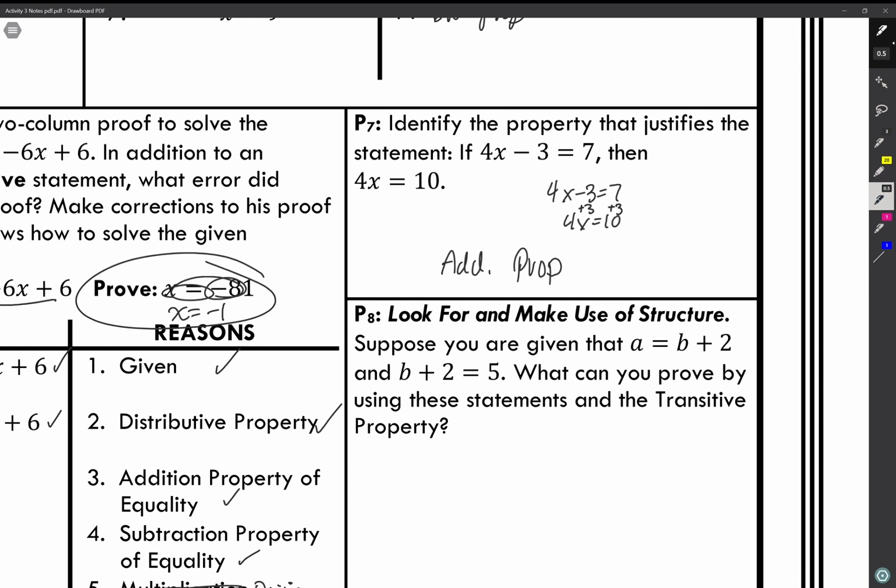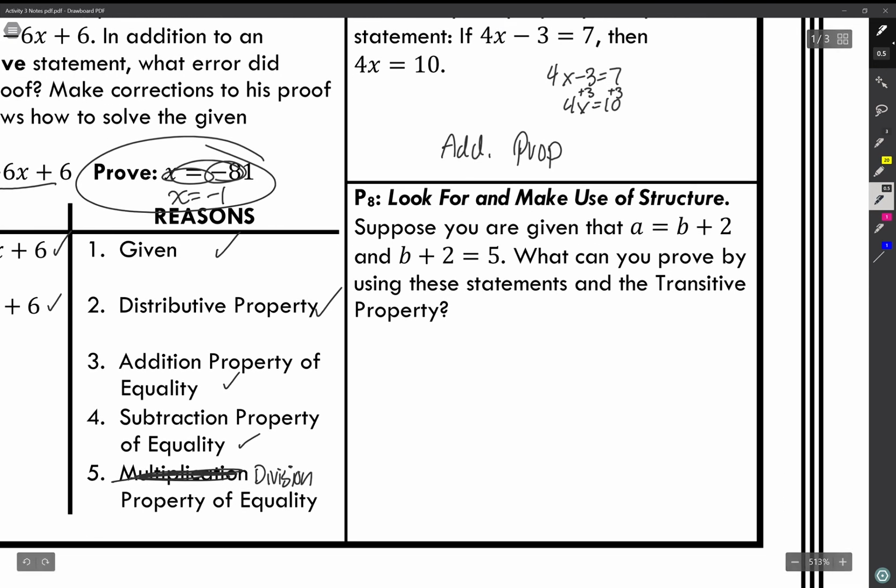Number 8, P8. We're going to be looking for and making use of structure. So suppose you're given that A equals B plus 2. Then we've also got that B plus 2 equals 5. Write it like this. So we have two things that are equal to B plus 2. That's A, and we have 5, are both equal to B plus 2.